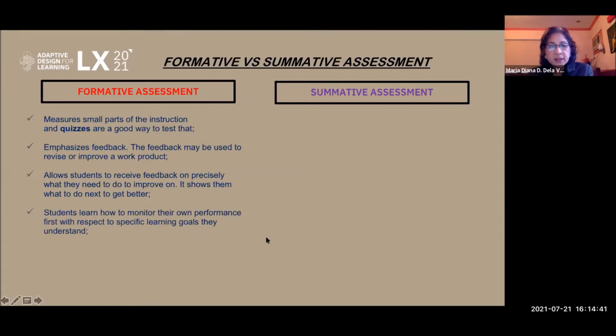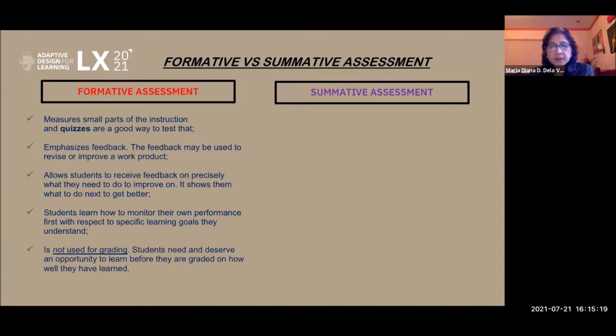Next is students can learn how to monitor their own performance with respect to specific learning goals they understand. In each of our sync sessions, we give the students our learning objectives, and then we go on with our lecture in the PPT. So by giving them poll questions and giving them immediately the answers, they would know how well they performed, how well they have learned. So by themselves, they are monitoring the progress of their learning through the poll questions.